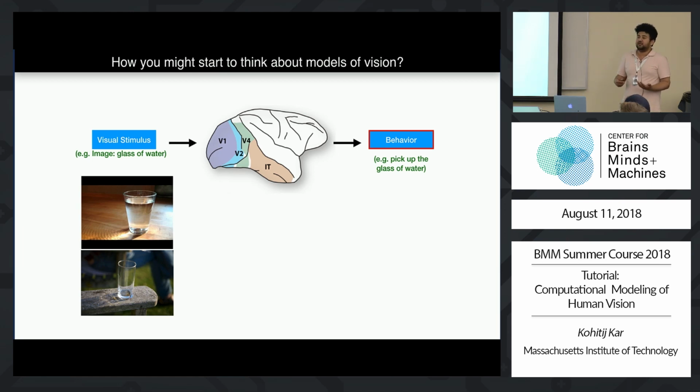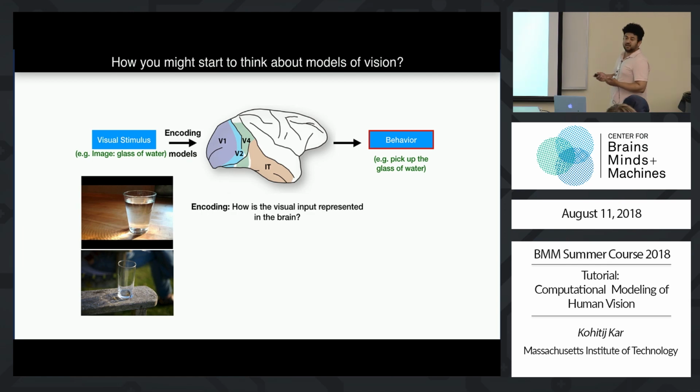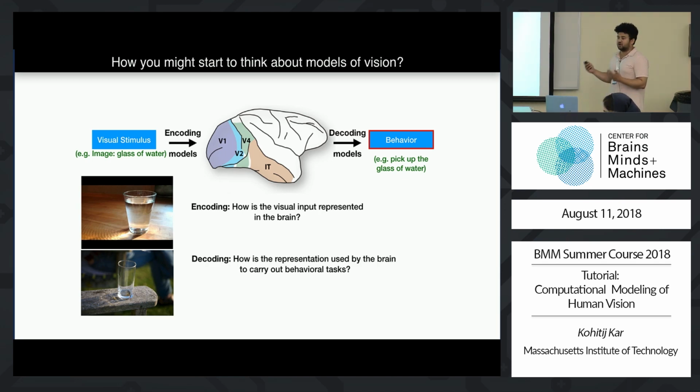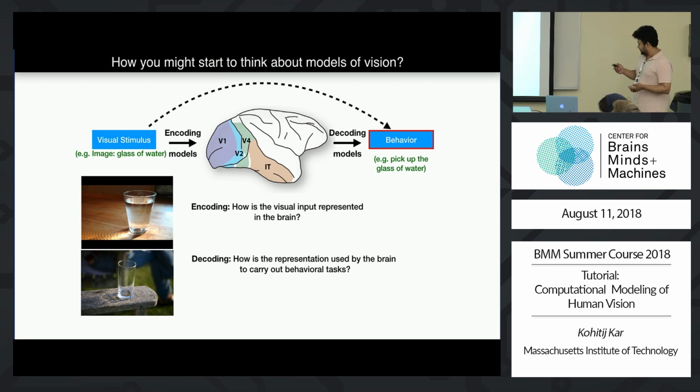So basically, depending on how these visual images are represented in the brain, something then goes on to read that and produce a particular behavior. So if you're in systems neuroscience, you are either going to study the encoding models, like how the world is represented in the brain, or you're going to study the decoding model, how the representations are then used for behavior, or you're going to study the combination of the two. And if you're not doing that, if you're going from the stimulus directly to the behavior, you're probably in the psychology department. Okay.